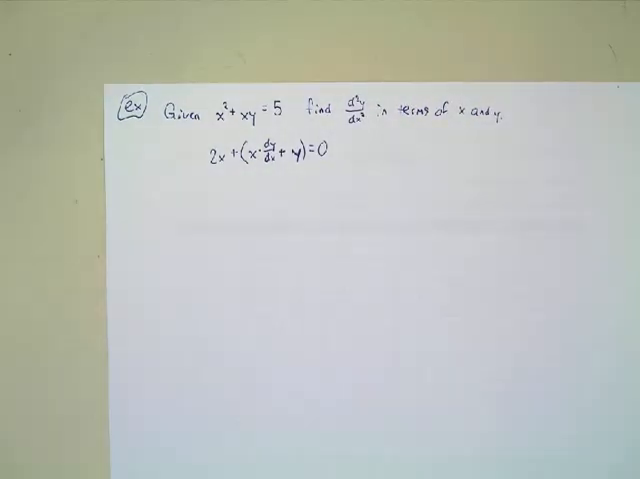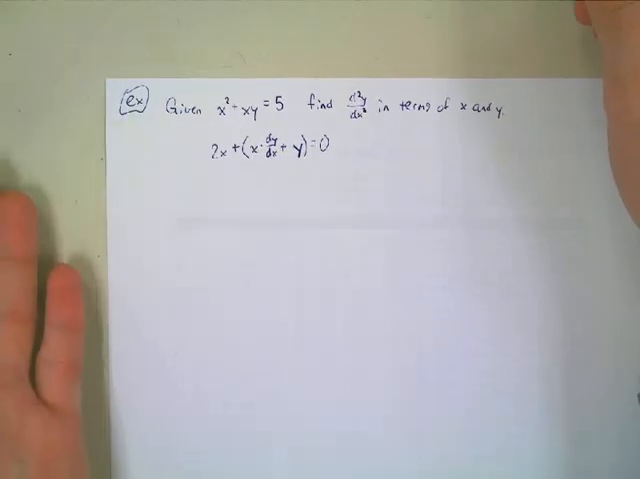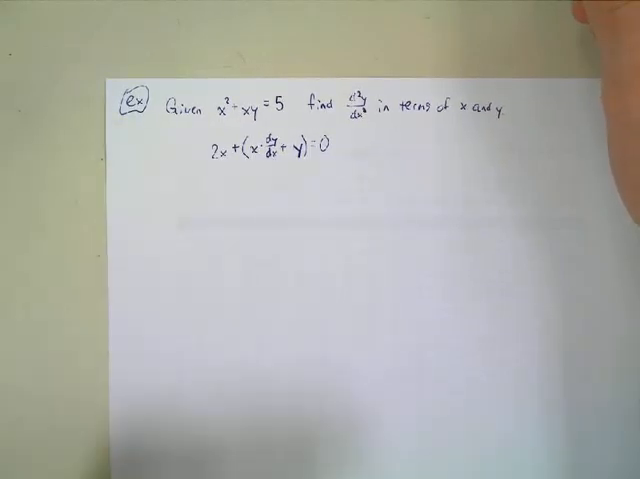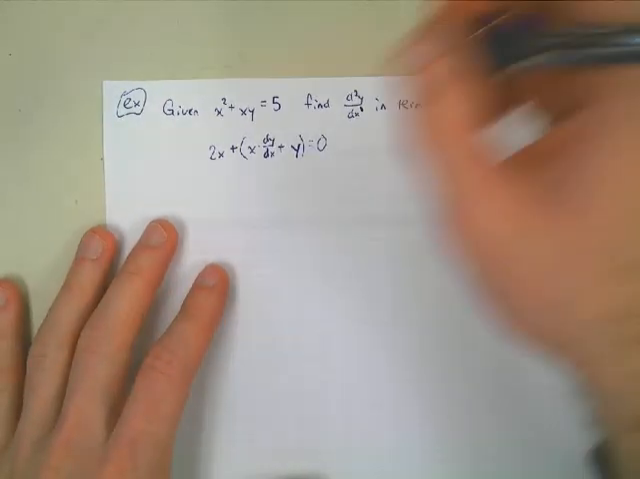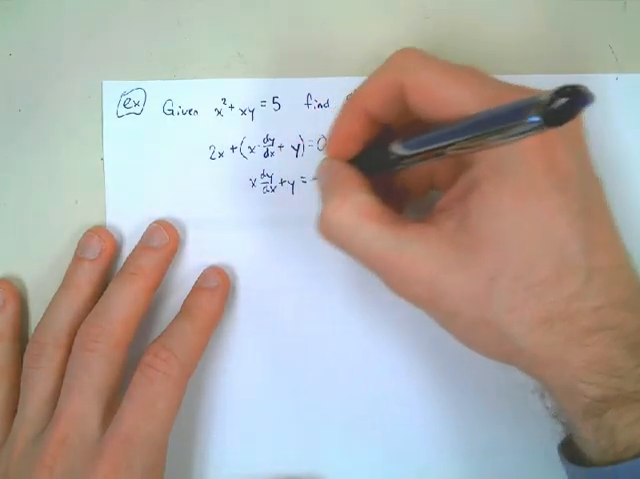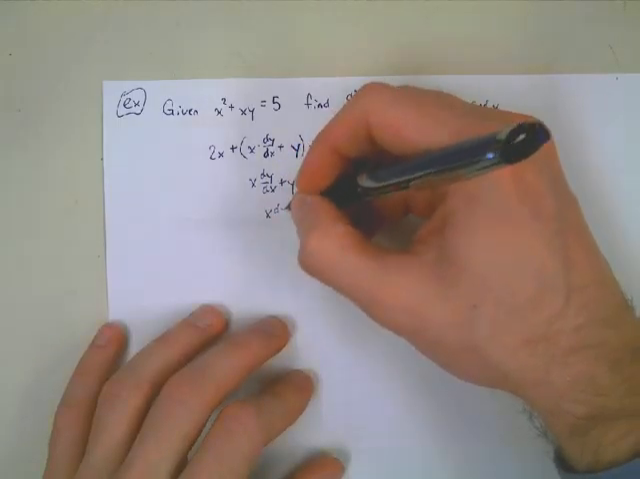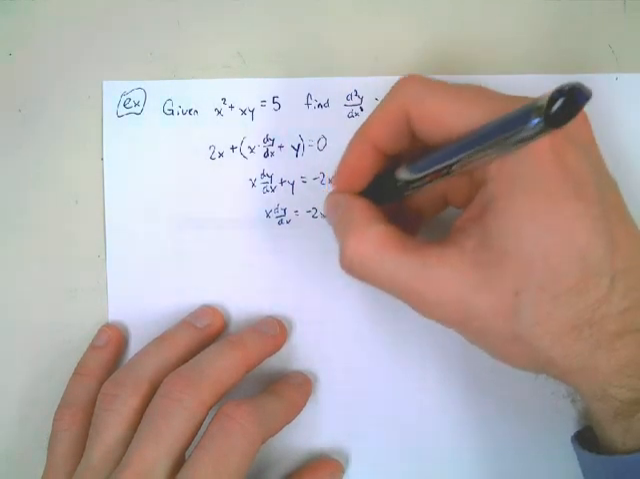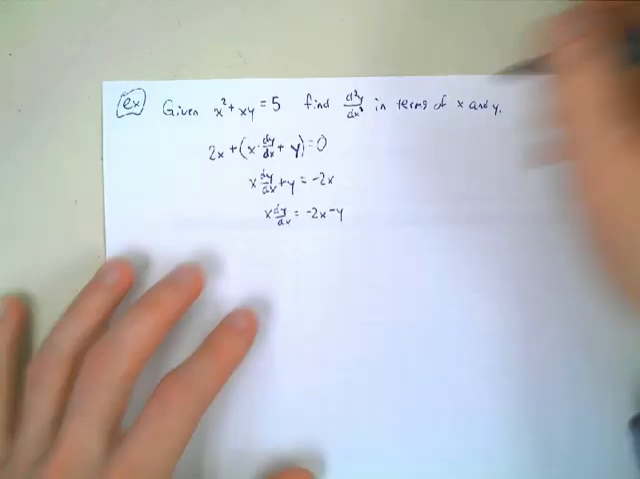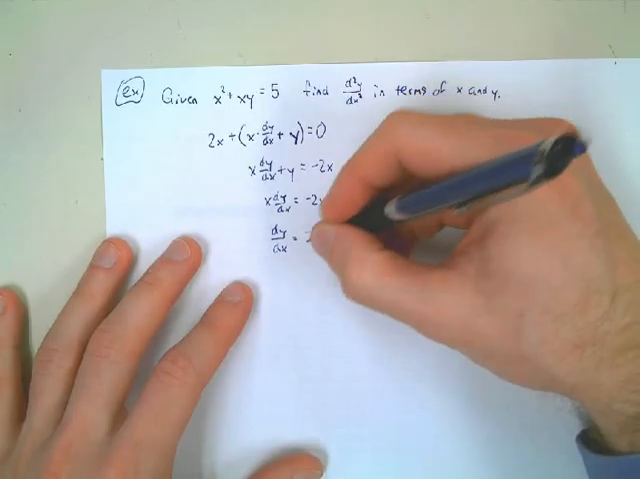All right, Brendan. So you could take the second derivative at this point, or you could isolate the dy dx and then take the second derivative. So it's up to you. So go ahead. What do you want to do? Subtract 2x from both sides. So you get x dy dx plus y equals negative 2x. Subtract the y from both sides. x dy dx equals negative 2x minus y. Divide by x. dy dx equals negative 2x minus y over x, like so.